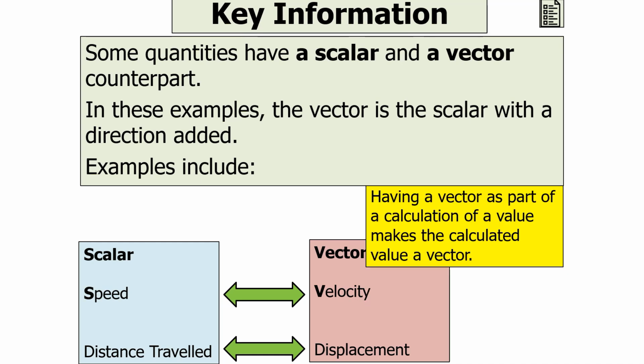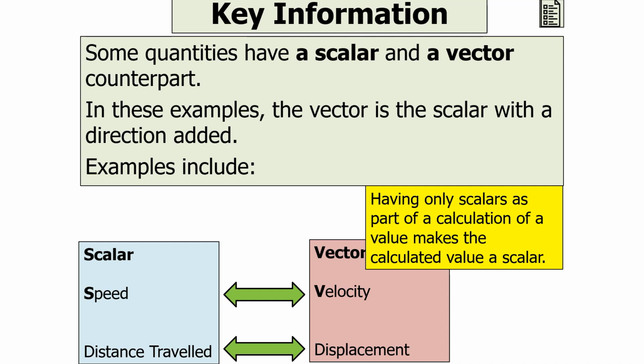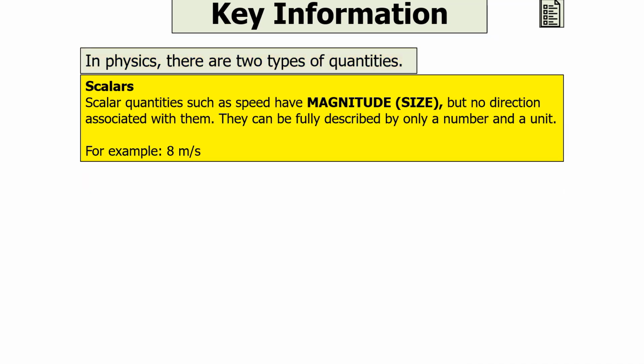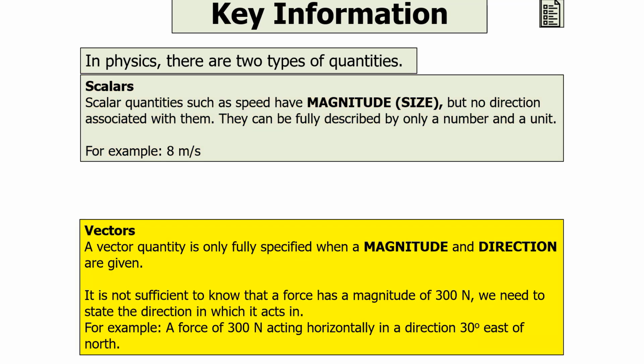Now having a vector as part of a calculation of a value makes the calculated value a vector. Now having only scalars as part of a calculation of a value makes that calculated value a scalar. So in physics there are two types of quantities. Scalars, which are quantities such as speed, have a magnitude but no direction associated with them, so they can be fully described only by a number and a unit. Whilst vectors are a quantity which is only fully specified with both a magnitude and a direction given.